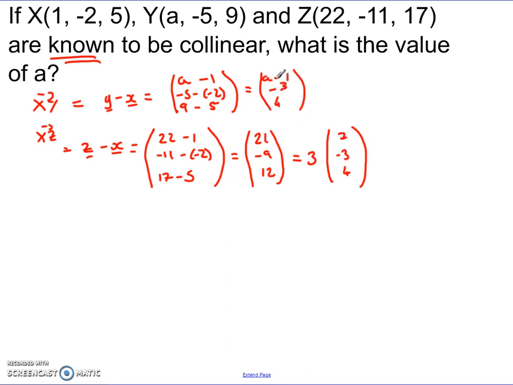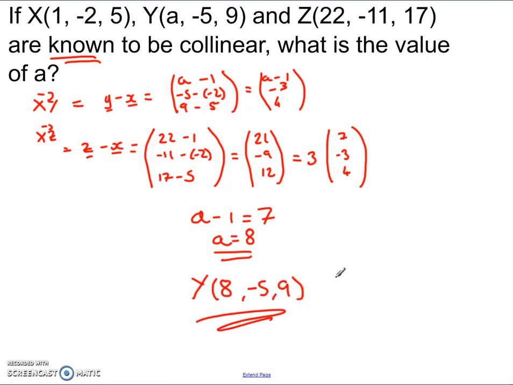So if that's the case, I can equate the x part here to the x part here. So I can then say a minus 1 must be 7. If a minus 1 is 7, that means that these are scalar multiples of each other, so it's going to work. A fairly straightforward equation for us to solve. a has to equal 8. So the a part of the y coordinate is 8. If I wanted to, I could write the y coordinate out as 8, comma negative 5, comma 9. So that's where the y is located for this to work. So there we go, we've found that variable.